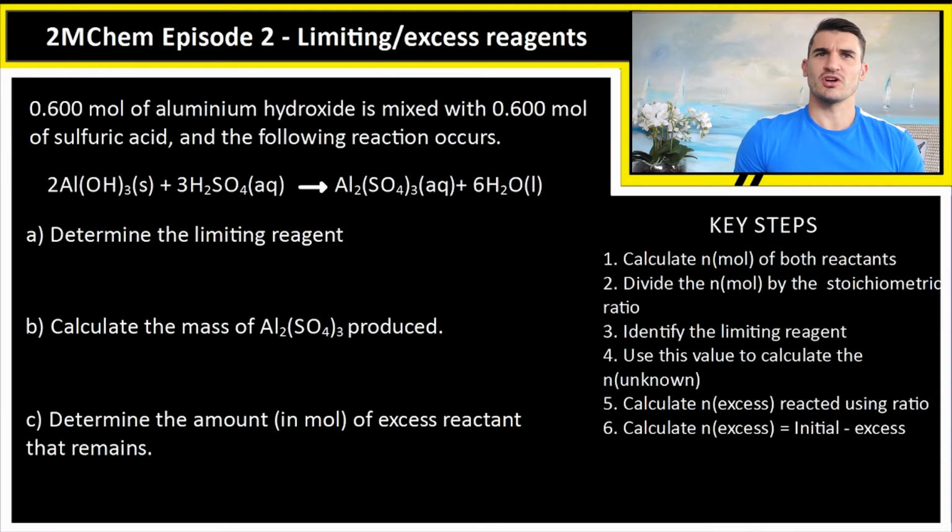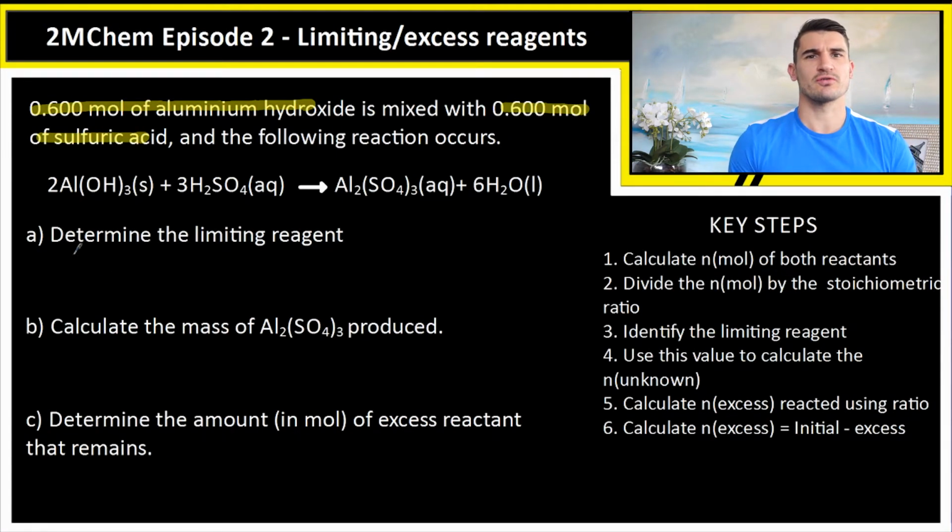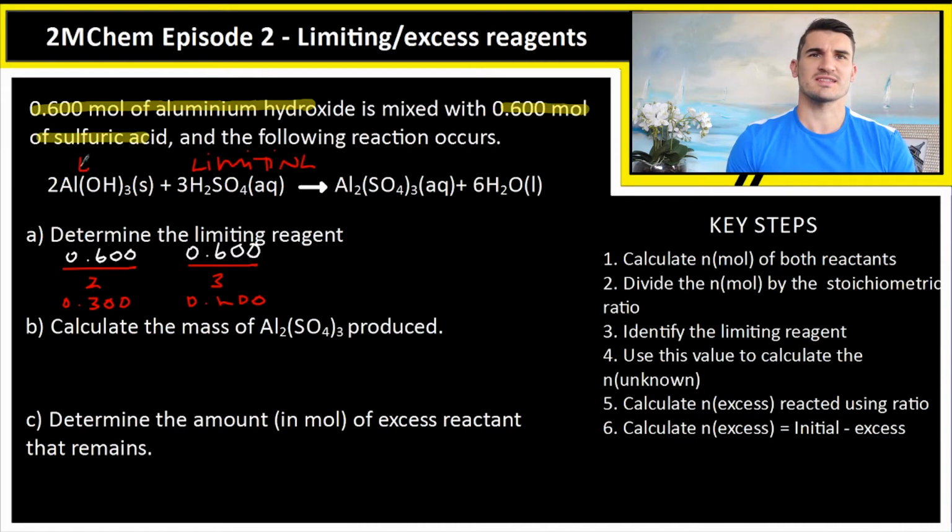Okay, the second one, we've got 0.6 moles of aluminium hydroxide and 0.6 moles of sulfuric acid, so they've already found the number of moles for us. So now all we do is divide by the stoichiometric coefficient to find the smallest number. The smallest number will tell us the limiting, which in this case is sulfuric acid.